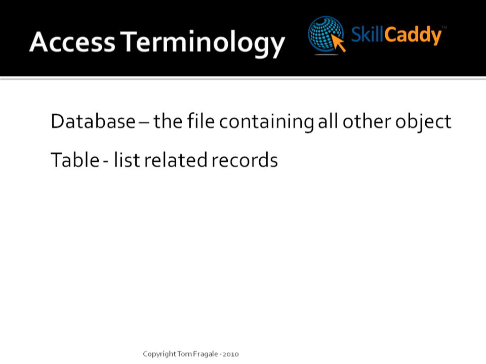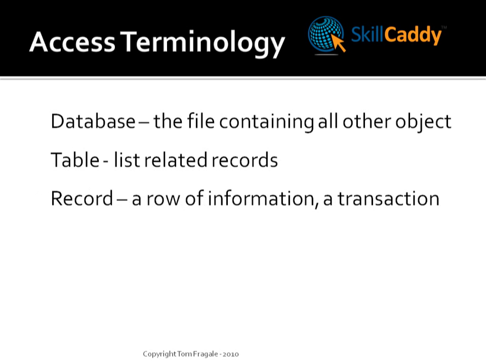The next term is a table. A table is a list of related records. So let's say every list that you might have would be a different table here in Access. If you have a customers list, you'll have a customers table in Access. If you have an employees list, you'll have a different table for your employees in Access. So basically a table is a list of related records, and you can have as many tables in your database as you'd like.